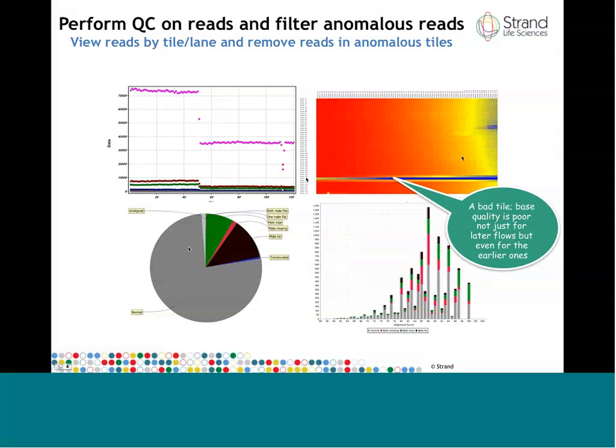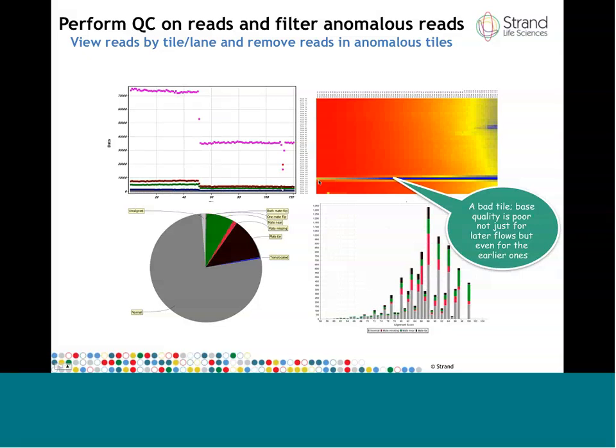Here is a heat map where you can see that there's one row which clearly looks different from the other rows, and I'll interpret what this means. But essentially this reflects a bad tile where the base qualities of the reads in this tile are poor. And there's a simple filtering function which would say, just remove all the reads in this tile.